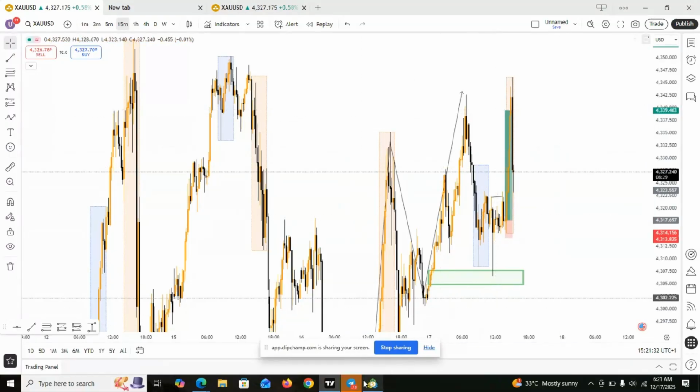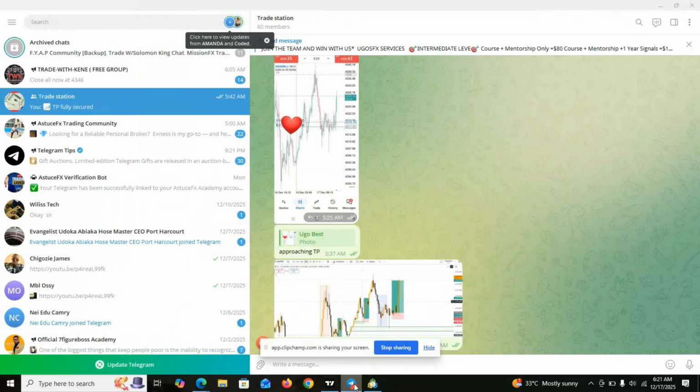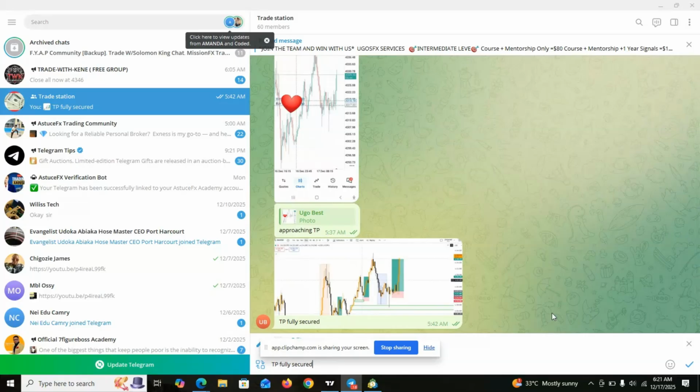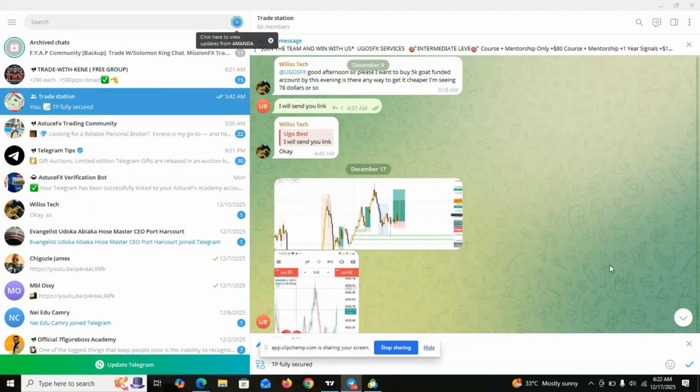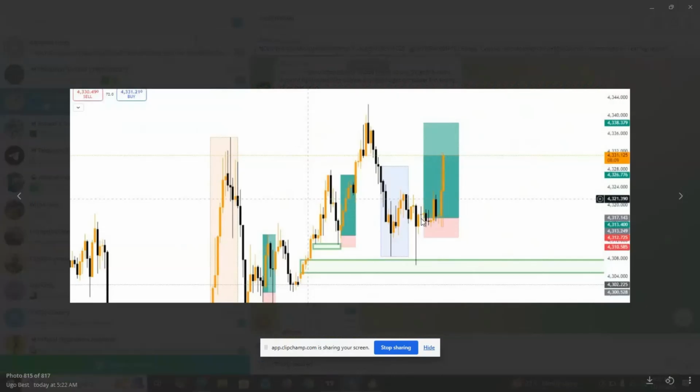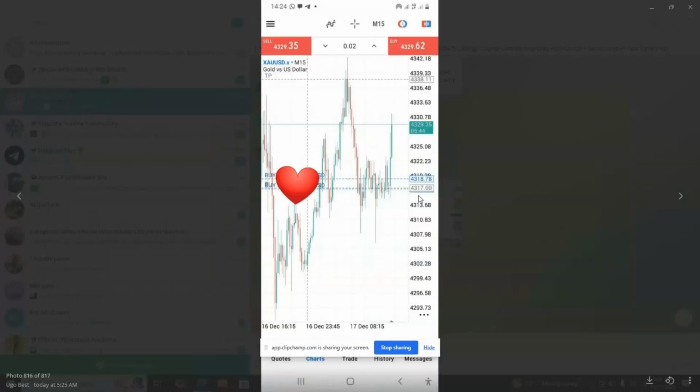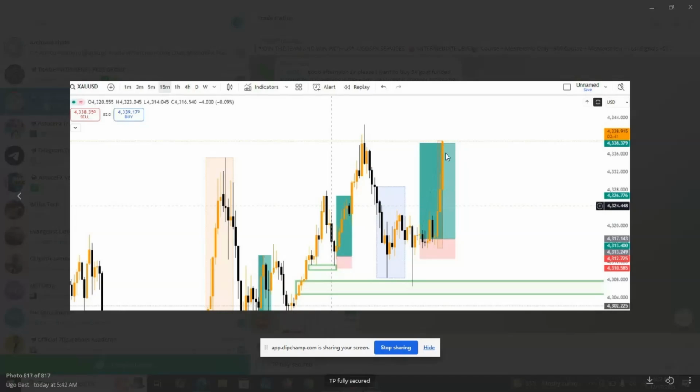The screenshot is in my free Telegram channel. I didn't call it a signal though, but I show my community what I'm doing. Anybody that is interested will join me. Here is the screenshot of the trade when it was moving. Here was when price tapped into my zone, and I screenshotted it and sent it to my free Telegram channel. And this was the take profit. You can see I had two entries, one at 4313, the other at 4318. And here is when the TP was smashed.